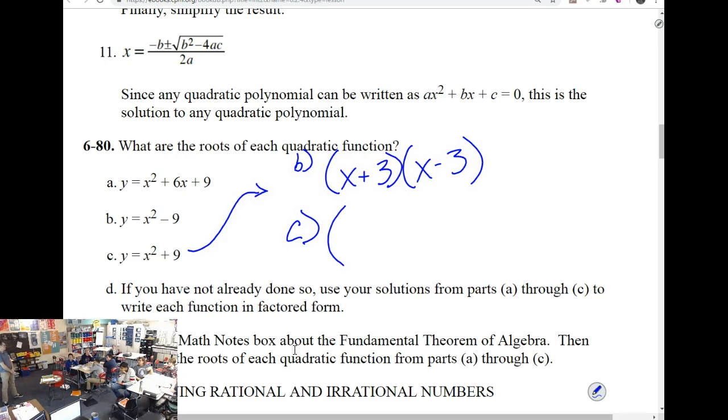Does C have a B value? No. So the terms in my FOIL process have to cancel out the B value, just like they do in a difference of squares. So Christopher was right. You just do it, but you put an i on it, because you know you can't square root the negative.